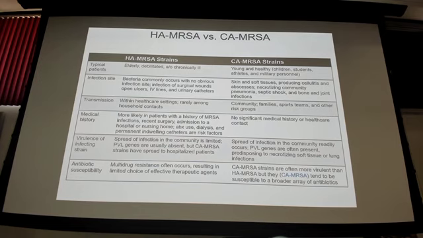In terms of virulence, the cytolytic toxin I was mentioning, the Panton-Valentine leukocidin, we don't see that as often in hospital strains, but we see it more often in community-associated transmission. And then finally, with antibiotic susceptibility, because you're in a hospital, there's more transfer of antibiotic resistance genes, so you typically have more drug resistance with those isolates than you do out in the community.